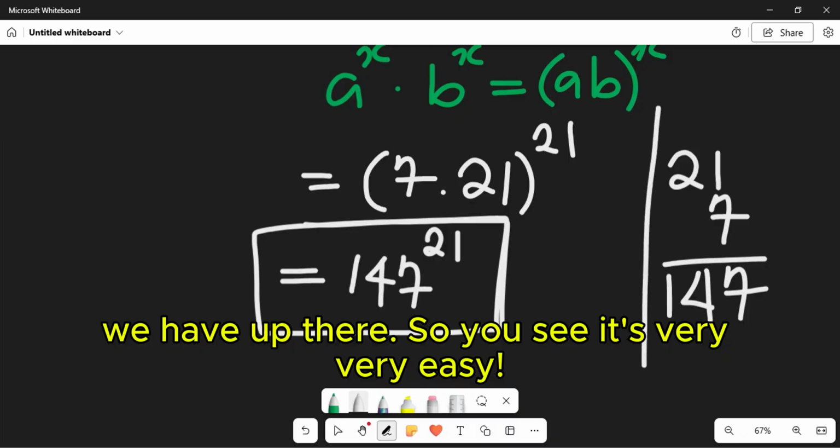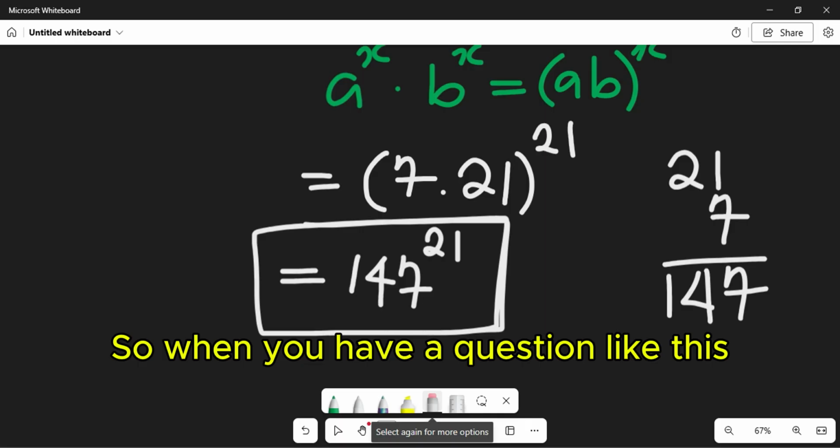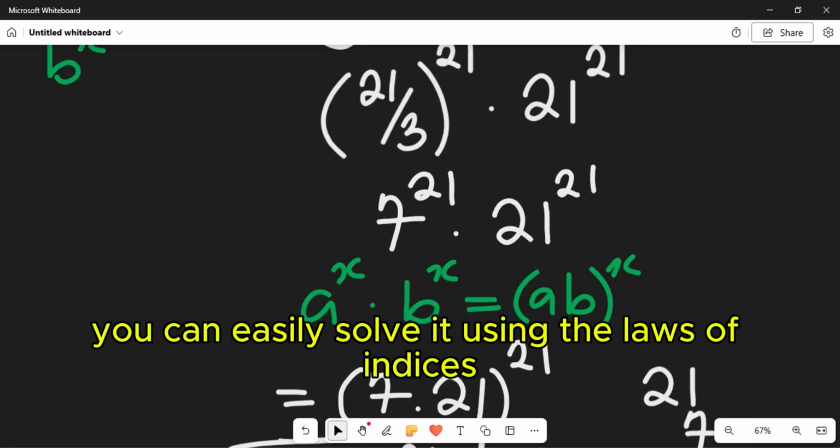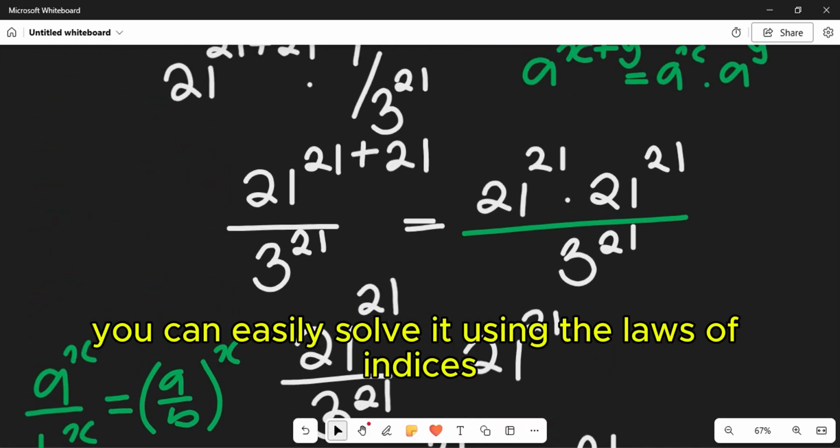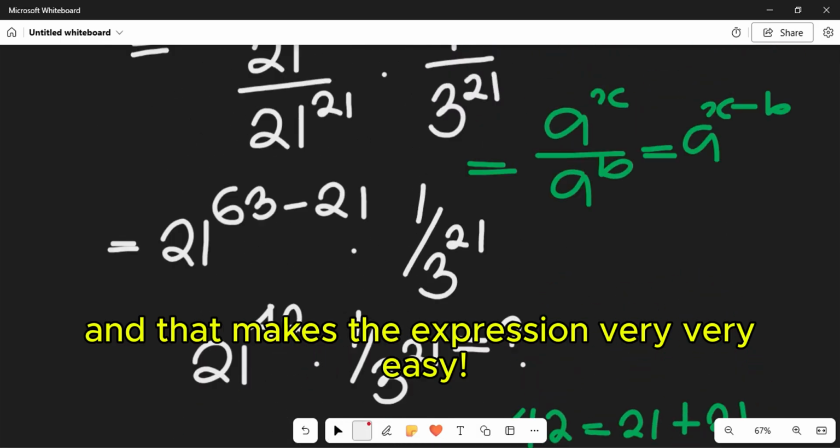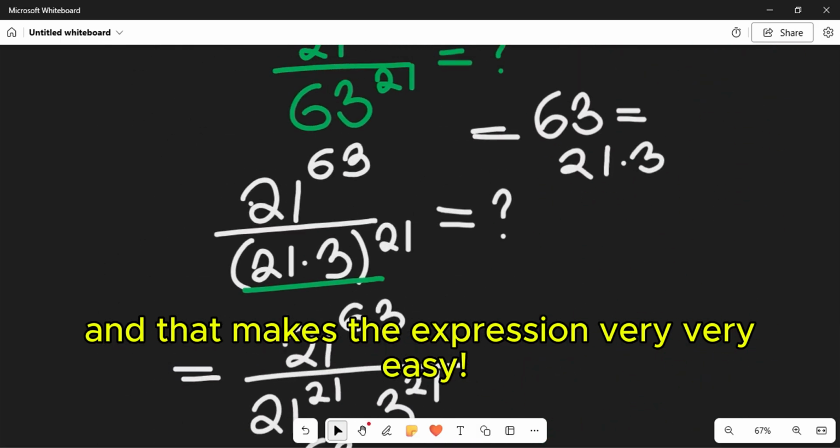So you see, it's very, very easy. When you have a question like this, you can easily solve it using the laws of indices, and that makes the expression very, very easy.